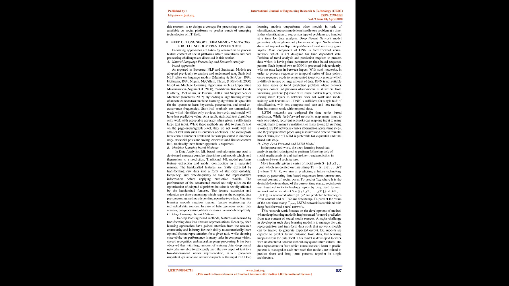By feeding a large training corpus of annotated texts to a machine learning algorithm, it is possible for the system to learn keywords, punctuation, and word co-occurrence frequencies. Statistical methods are semantically weak, which identifies only obvious keywords, and the model will have less predictive value. As a result, statistical text classifiers only work with acceptable accuracy when given a sufficiently large text input. While these methods are able to classify text on the page or paragraph level, they do not work well on smaller text units such as sentences or clauses.